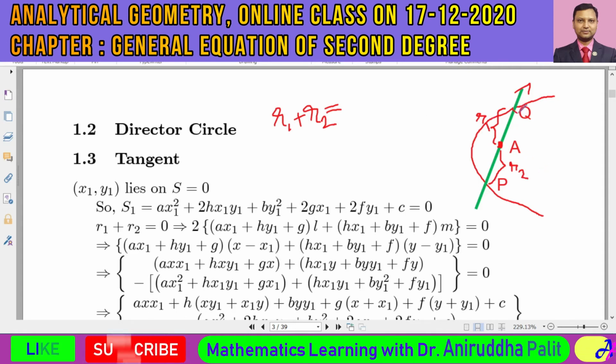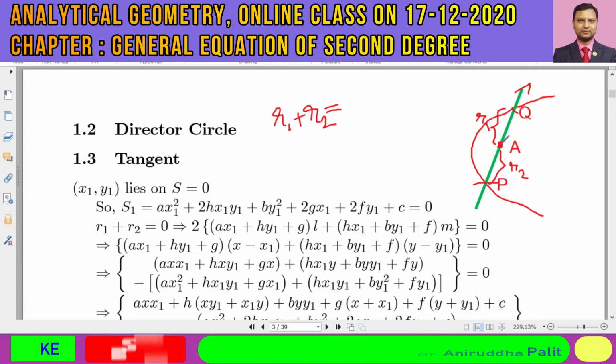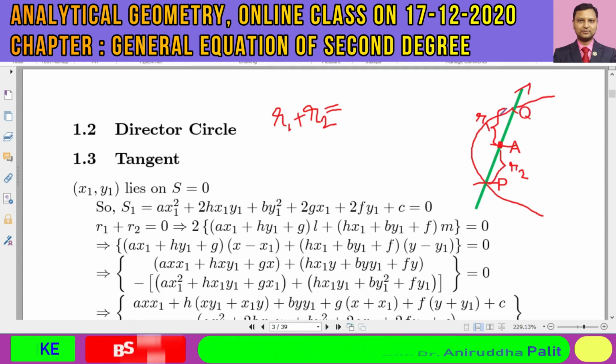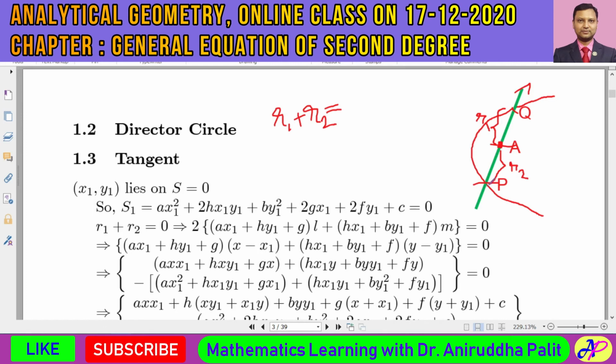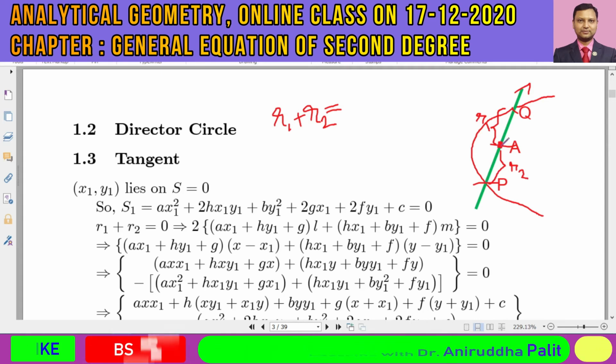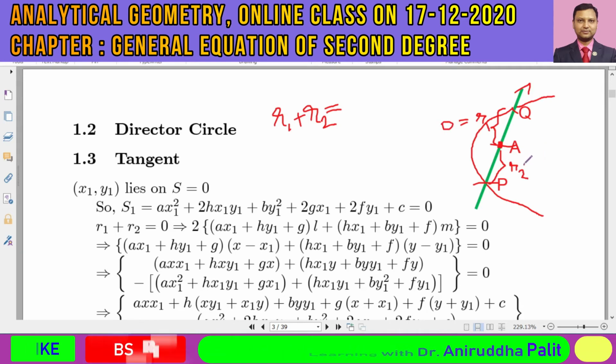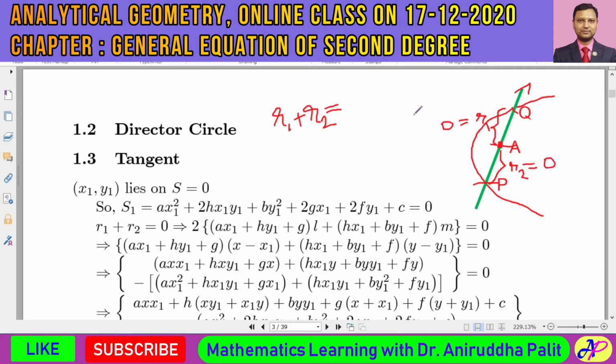because in that case, if the point Q coincides with the point P, their middle point A would also coincide with the same point P. I am saying again that if the point Q moves towards the point P along this curve, then this point Q would coincide with this point P, and of course any intermediate point like A would also coincide with this point P. In that case, R1 must be equal to 0 in that limiting position, and R2 must be equal to 0, so that R1 plus R2 would also be equal to 0 when the point Q moves towards the point P and ultimately coincides with the point P.